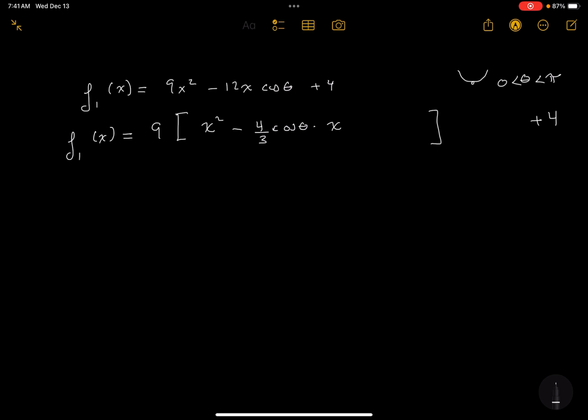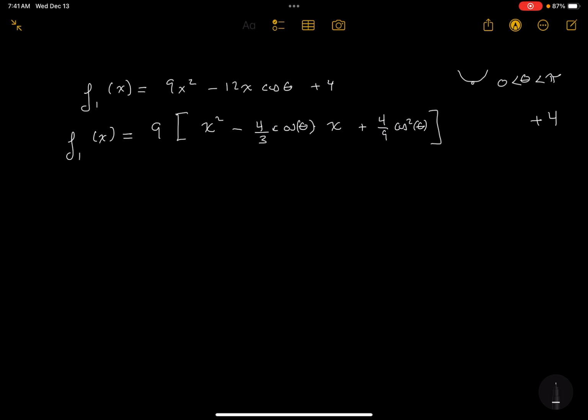What do I do now? I have to take half of the coefficient on the linear term and square it. Well, half the coefficient will be minus 2/3 cosine theta. And if you took half of that and squared it, what are you going to get? You get 4/9 cosine squared theta, all right? And put little parentheses in this over here.